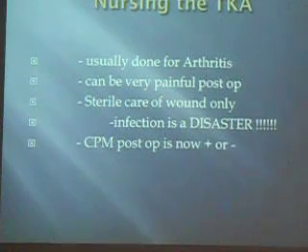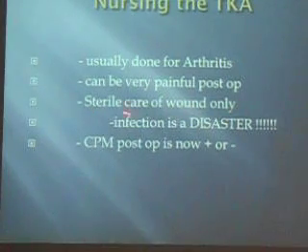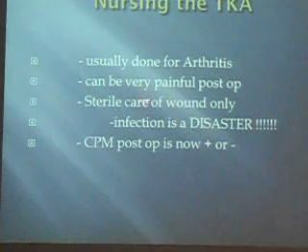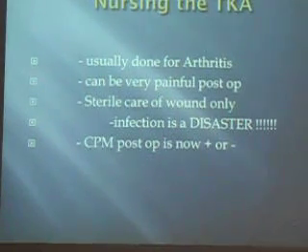The big thing with the knee replacement for nursing care post-operatively is to watch with sterile care of the wound. Because if we get an infection in the wound and we get an infection in the knee, it's a disaster. The prosthesis has to come out for 6 weeks. The patient is on antibiotics. Then they have to come back in for another major surgery to have another one put back in.